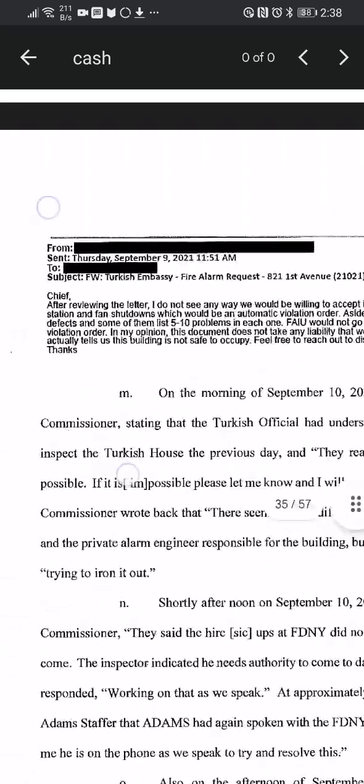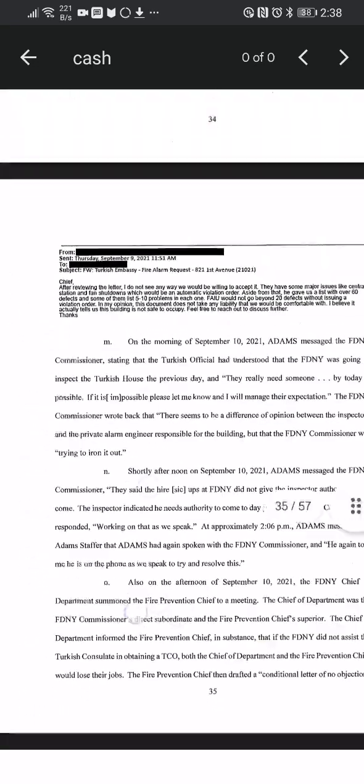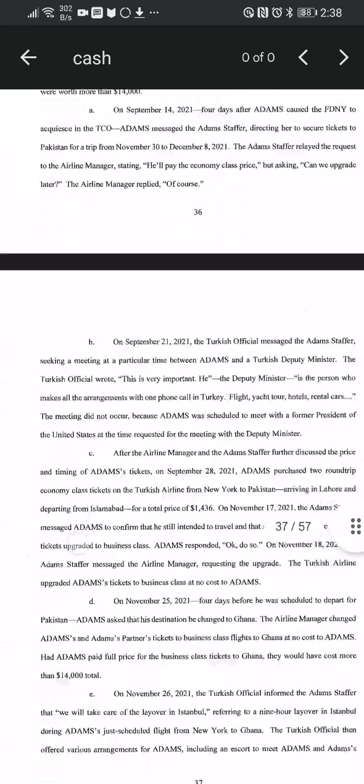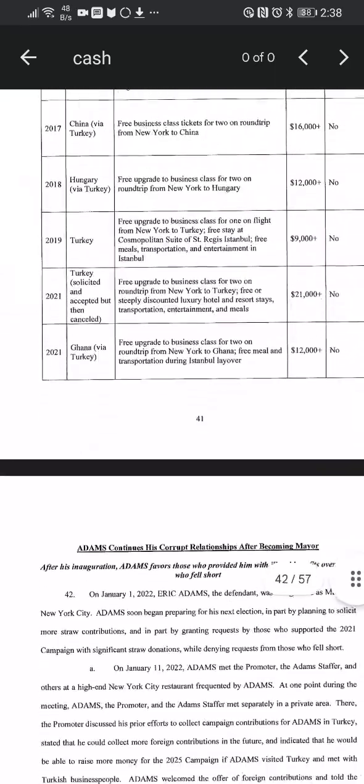Oh, this poor guy who wrote this letter. Wow, holy smokes. This is horrendous. This just goes on for pages and pages. I recommend people read this. Peace out.